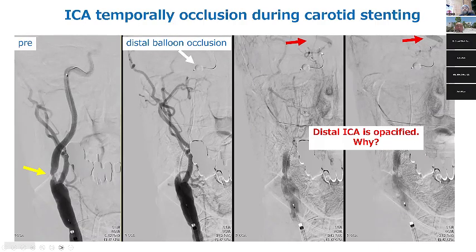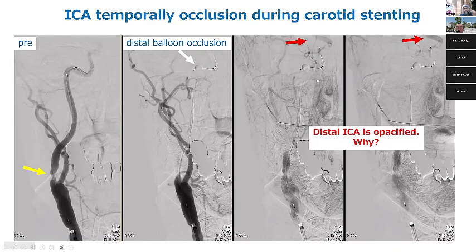So how do we interpret this phenomenon? The answer is potential anastomosis of ECA and ICA in this situation. And the collateral flow from ECA empties into distal ICA.